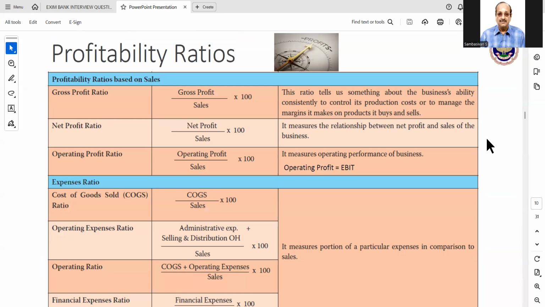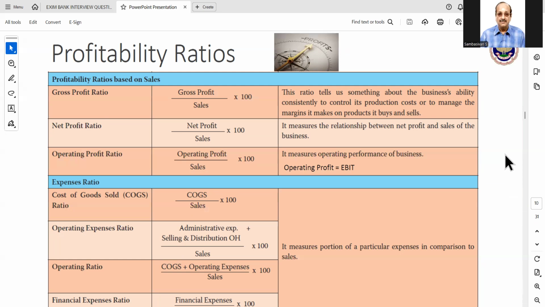Then profitability ratios. Gross profit ratio: gross profit by sales into 100. This ratio tells us something about the business's ability to consistently control its production costs or to manage the margins it makes on products it buys and sells. Net profit ratio: net profit by sales into 100.